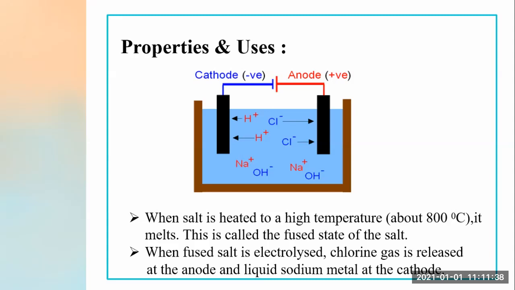Next point: when the fused state is electrolyzed, chlorine gas is released at the anode and liquid sodium metal at the cathode. Now see students, when we do the same electrolysis process with the fused salt, at that time chlorine gas is released from which rod? From the anode, and liquid sodium metal will be collected near the cathode.